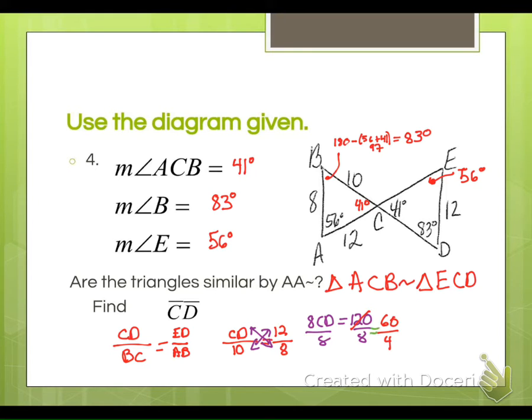Let me go to my next color. We can take out another 2. We're at 30, 2, and then we see that's just going to be 15. So we see that CD equals 15. Any questions on this one?